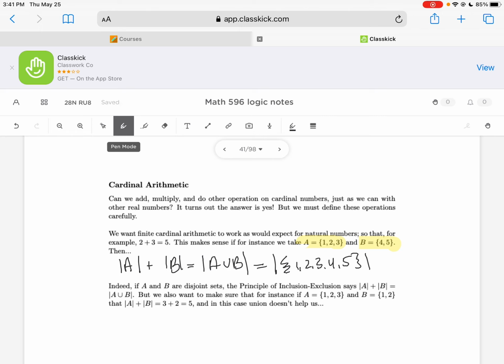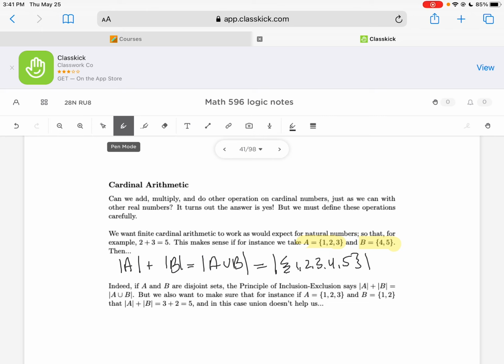2 plus 3 is equal to 5. The cardinality of A plus the cardinality of B is equal to the cardinality of the union. Well, that's great. And that works as long as A and B are disjoint sets, because the principle of inclusion-exclusion would tell us that the cardinality of A plus the cardinality of B is equal to the cardinality of the union. That doesn't work if the sets are not disjoint. In other words, it doesn't work if A and B have some elements in common.